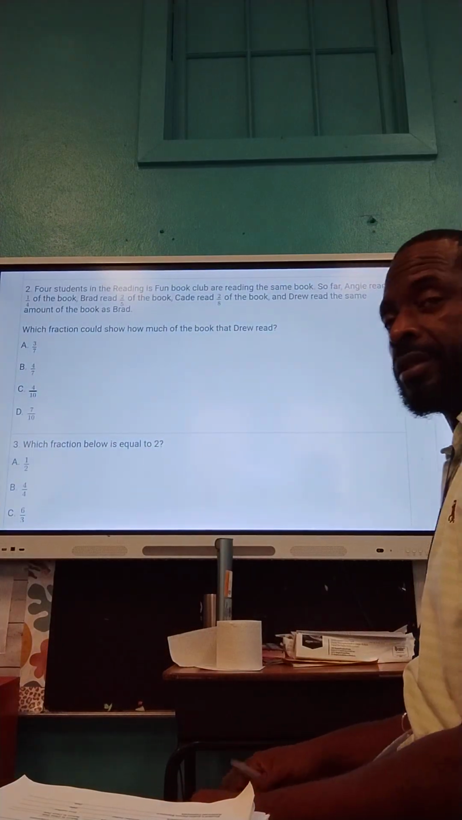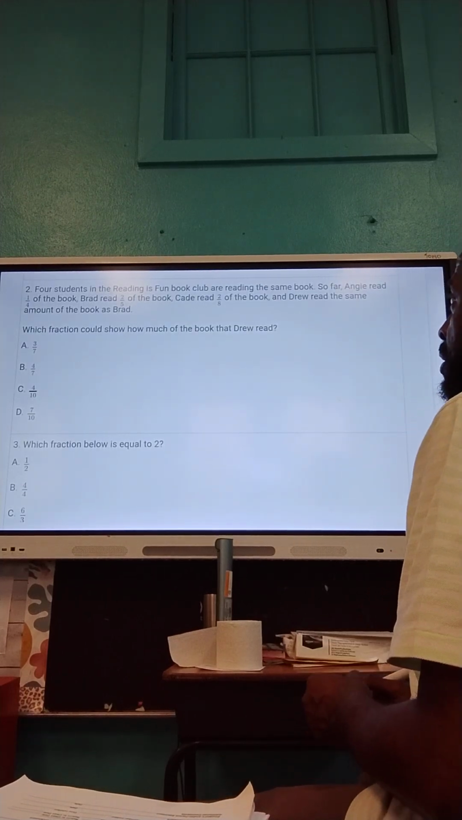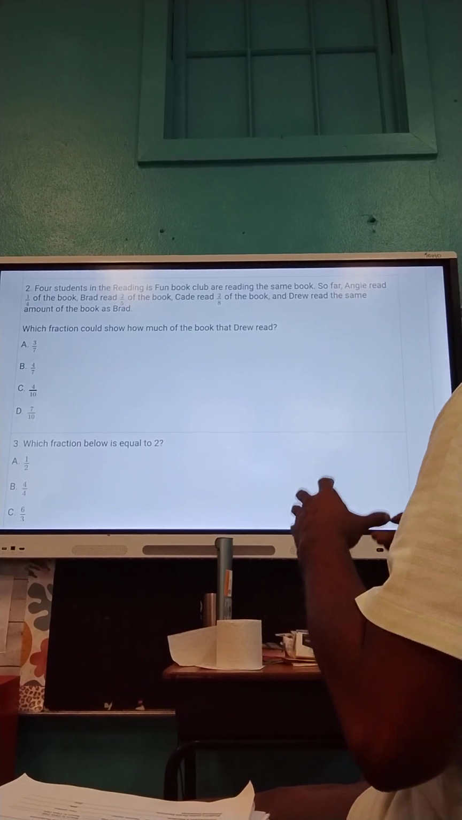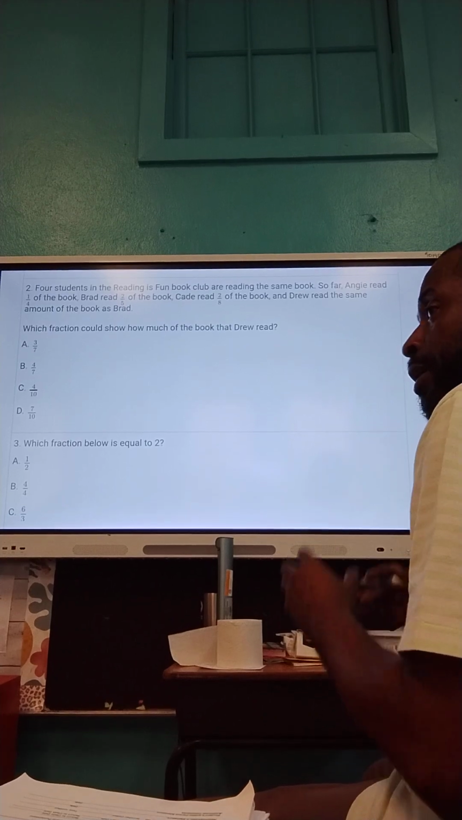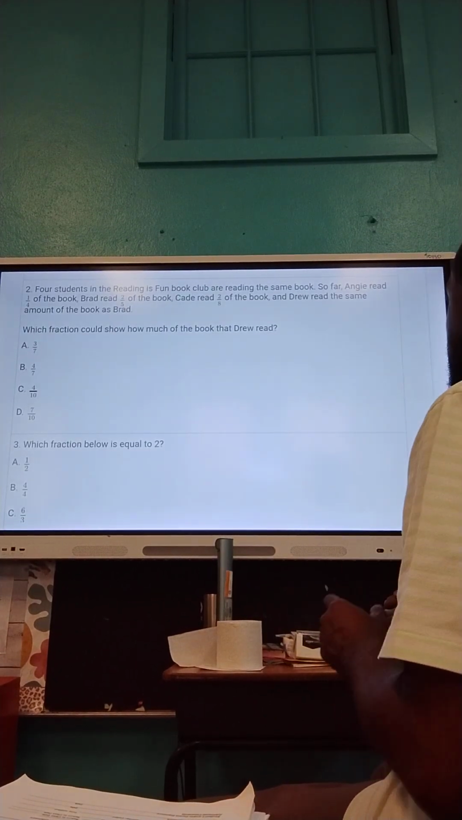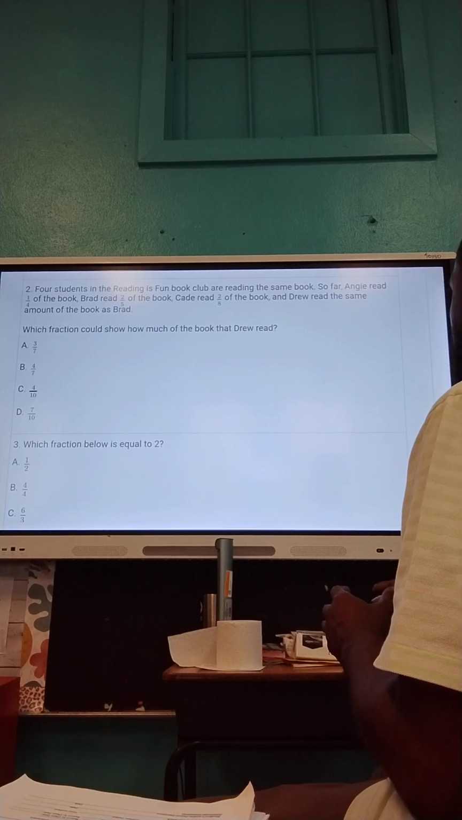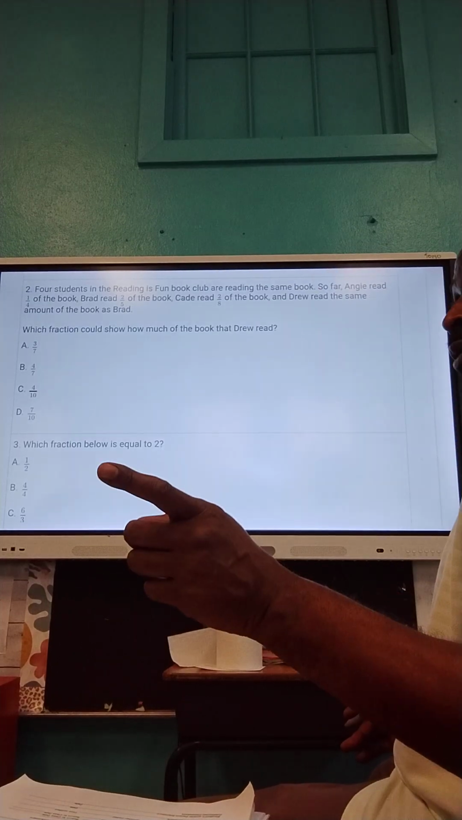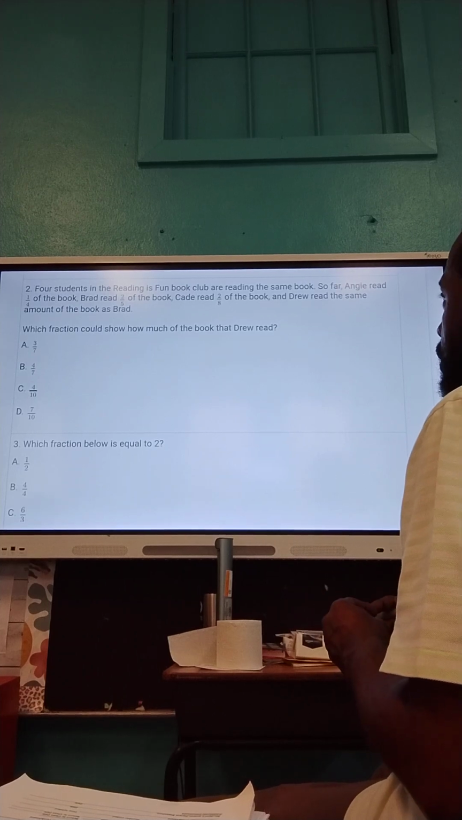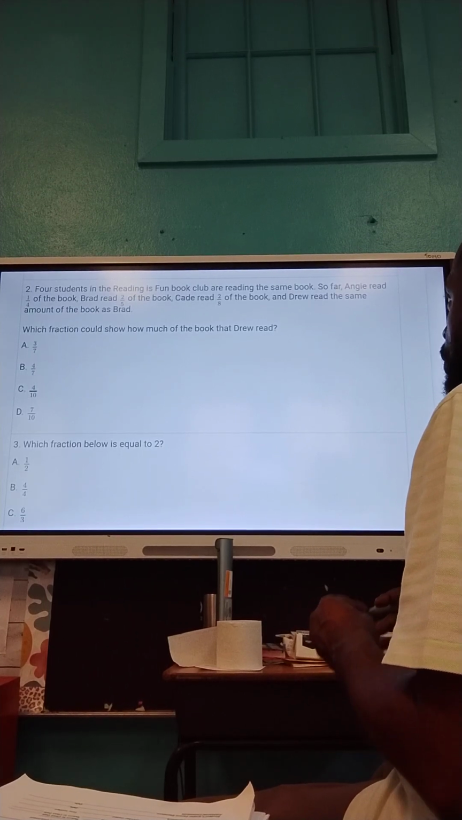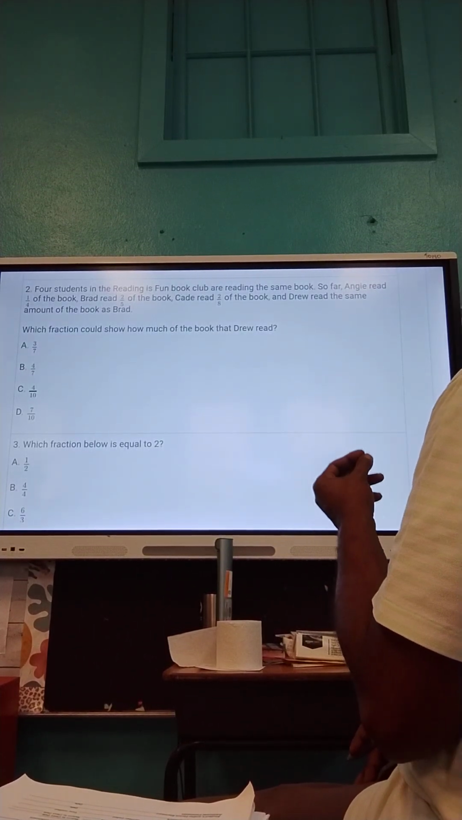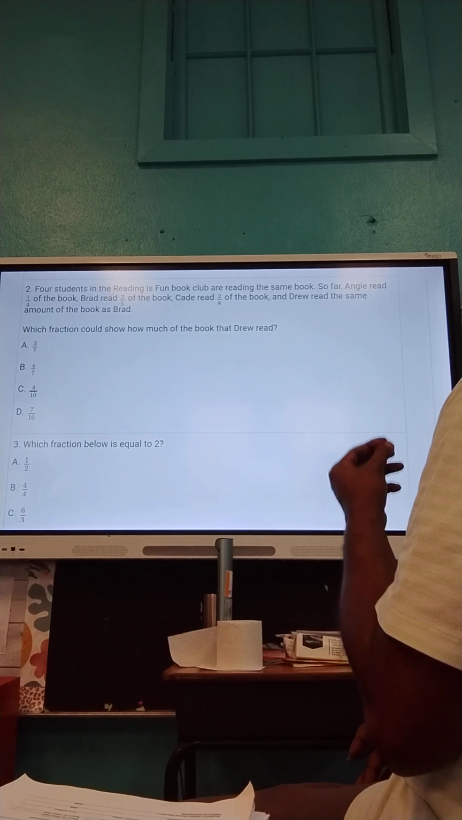We're going to read with the same cadence. Four students in the Reading is Fun book club are reading the same book. The what now? The same book. Let's read on. So far, Angie read 1/4 of the book, or a quarter of the book. Brad read 2/5 of the book. Katie read 2/8 of the book. And Drew read the same amount of the book as Brad.